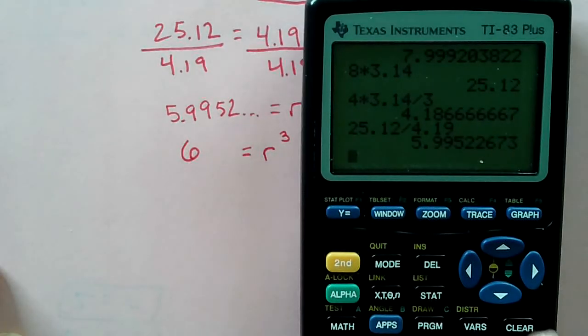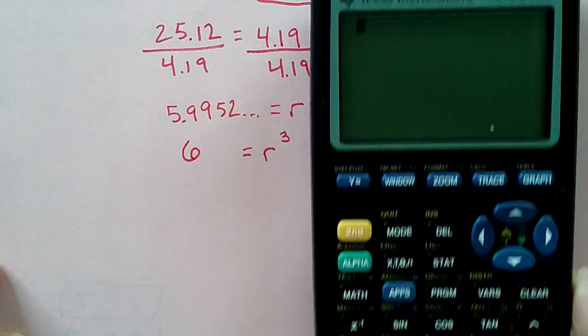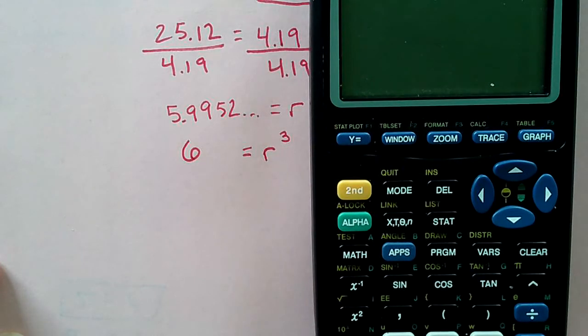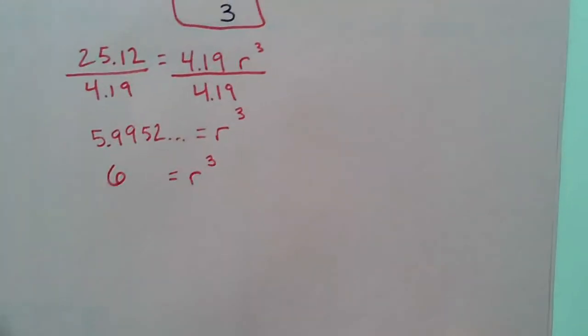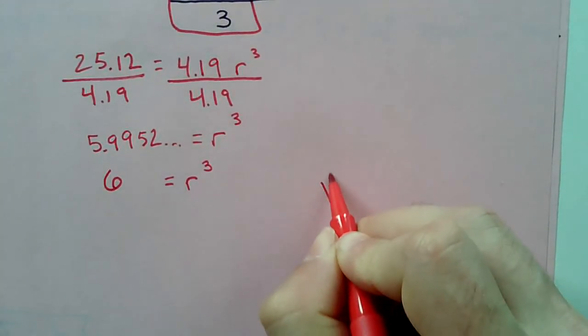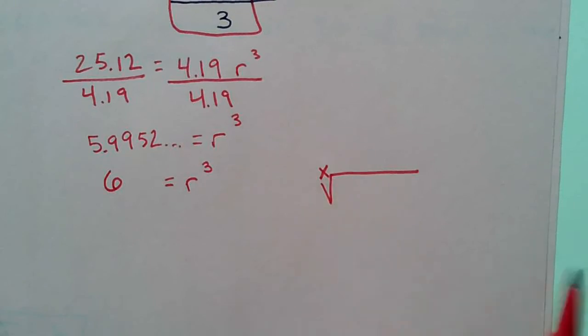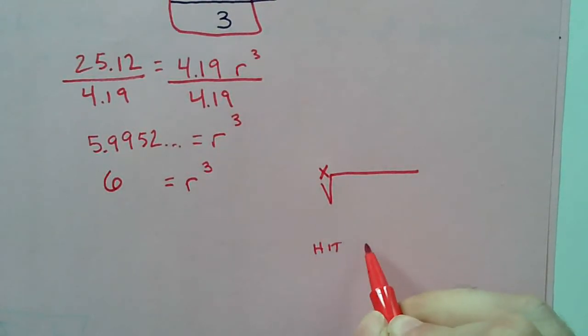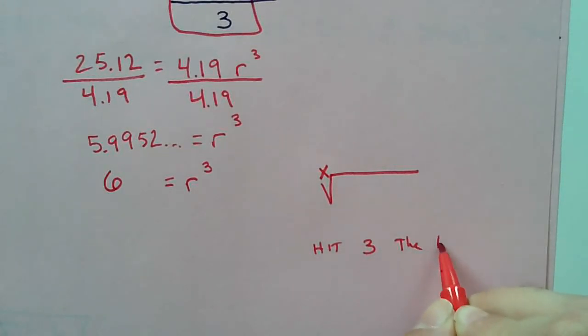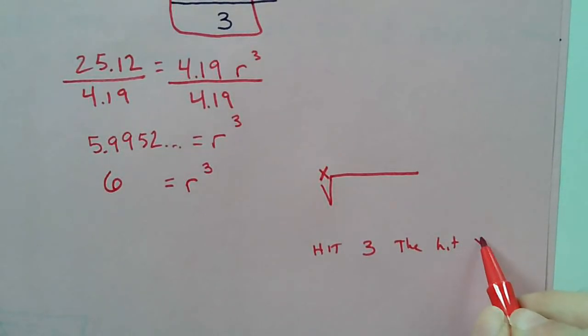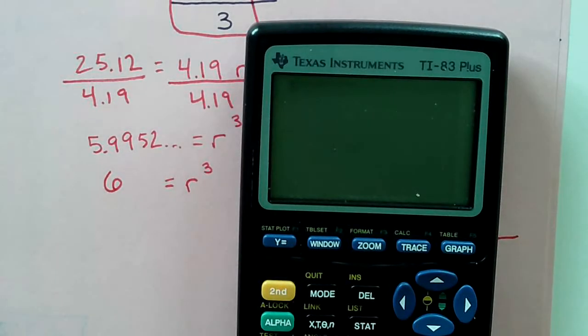So what we have to do is use what's called a cube root. Here's how that works. Mine's a little trickier. I'm going to show you where you would find it on your calculator. You're essentially looking for this. It's going to be a radical symbol with an x there. What you're going to do is hit 3, then hit that symbol, and put in your number, 6.